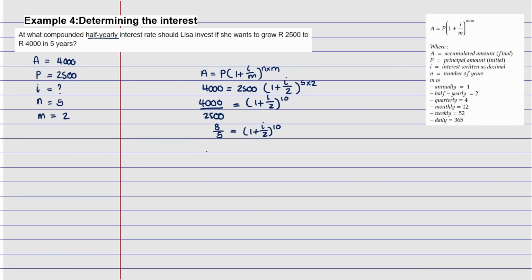So now we're going to take the 10th root of both sides to get rid of this power 10. So it's going to be like this, to the power 1 over 10. And the other side is going to be the same thing, because we want to get rid of this power. So it's going to be 1 plus i divided by 2, right? So now when you take the 10th root, right? You're going to get the following.